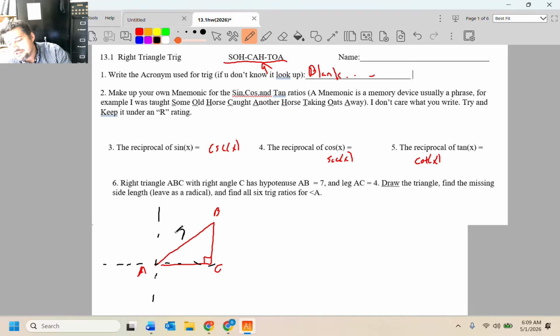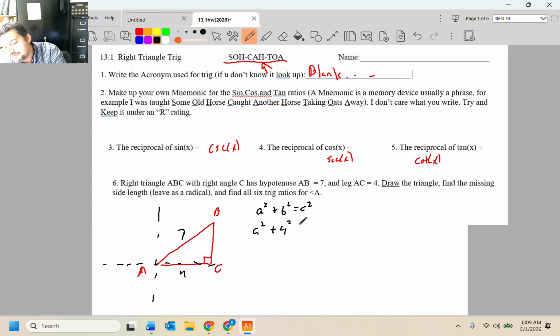We're told that AB is 7, A to C is 4. You're supposed to draw the triangle, find the missing side length, and leave it as a radical. To find the missing side length, you're going to use the Pythagorean theorem: A squared plus B squared equals C squared. A and B are legs, so because my B's look like 6s, I'm going to make B be the 4.